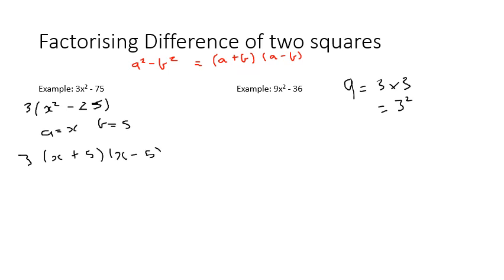Now in our next equation, we have 9x squared minus 36. The first thing we can notice about this is that both terms are perfect squares. The square root of 9x squared is 3x, so a is equal to 3x. And the square root of 36 is 6, so b is equal to 6. So our answer will be 3x plus 6 and 3x minus 6.